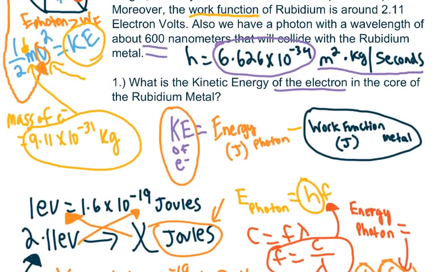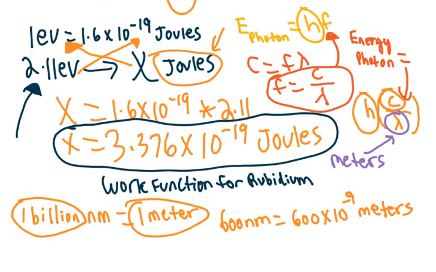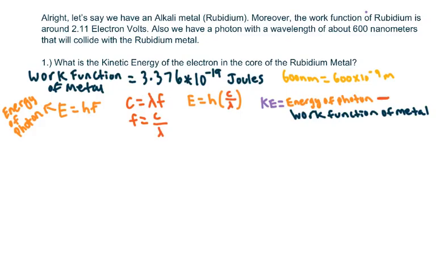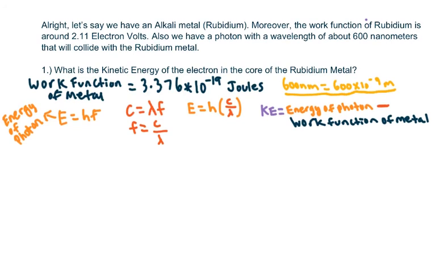All right, and we don't have any room left, so let's just go to another page real quick. And here we are. This is where we left off in the previous page, right? So we talked about the work function. We calculated that to be 3.376 times 10 to the negative 19 joules. Then we said that 600 nanometers is equal to 600 times 10 to the negative 9th meters, because 1 meter is equal to 1 billion nanometers.